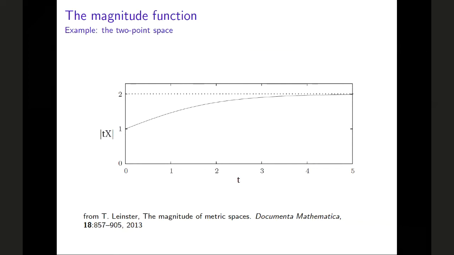As I said, this magnitude was introduced by Leinster in 2010, but in fact it had already appeared in the 90s in a paper on the study of diversity of species in biology, where the intuition for this quantity was that it would capture the effective number of species. So that's also a very interesting connection.